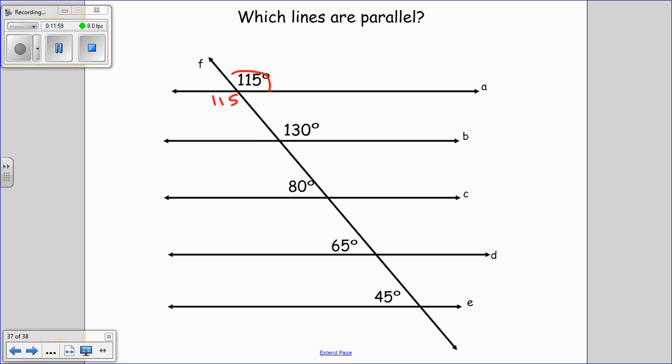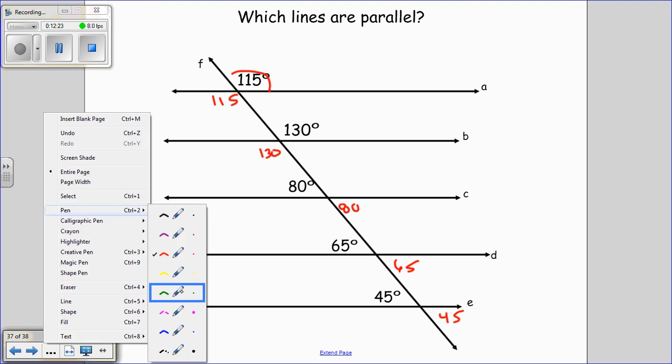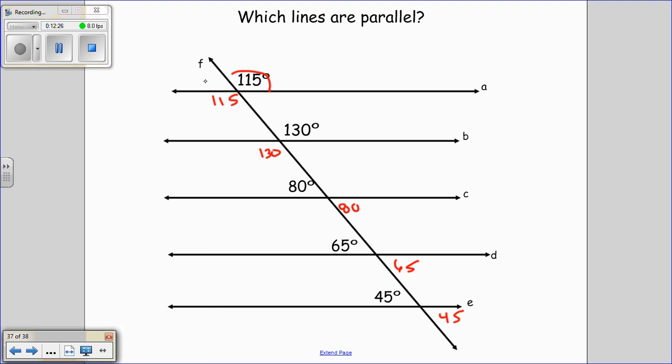130 would also be 130 here. 80 would be down here because of vertical angles, 65 here because of vertical angles, and 45 here because of vertical angles. And now you could do their supplements as well and fill them in. So the supplement of 115 is 65. So that means the one across from 65, the vertical pair, is here.